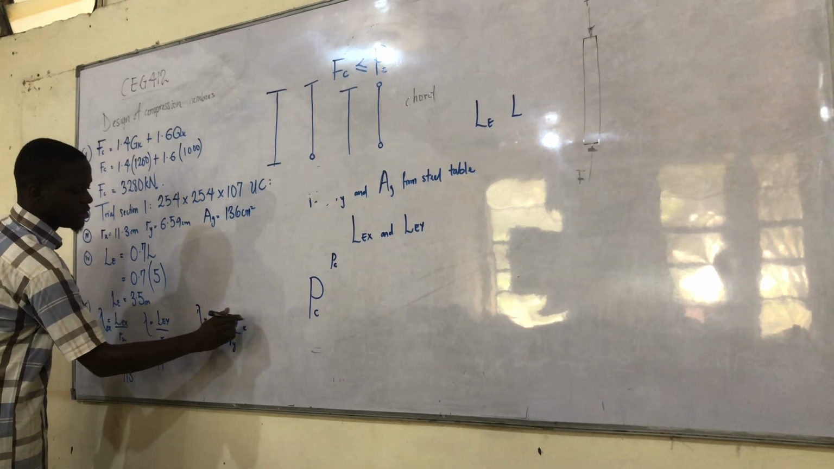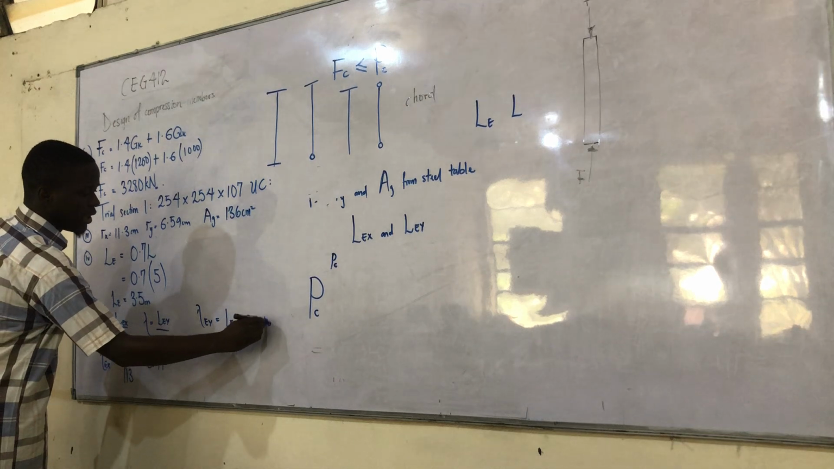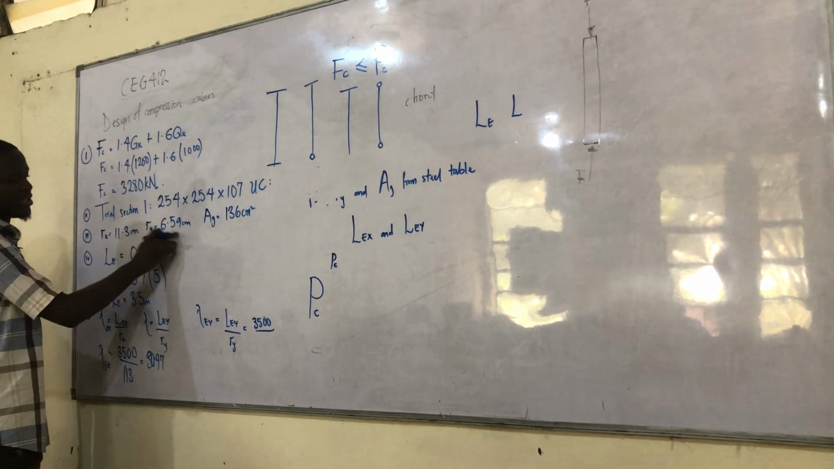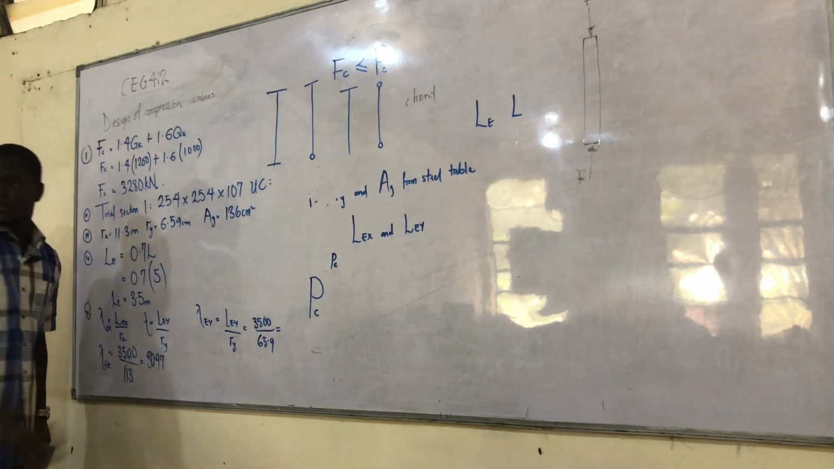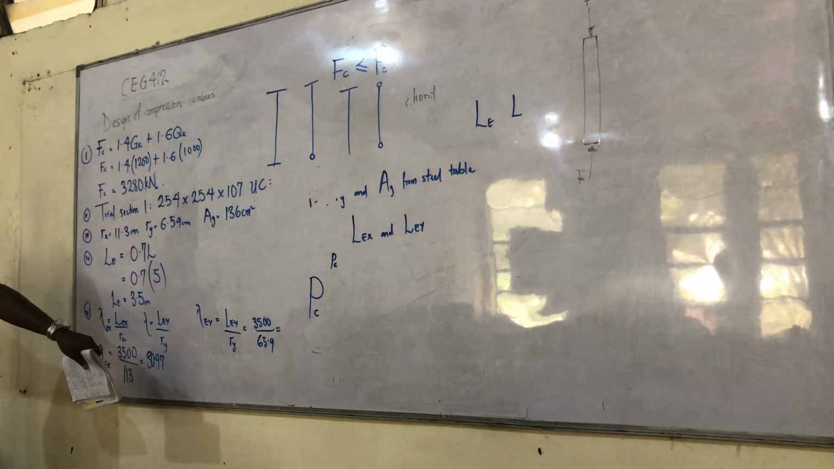So this is still what? 3.5. What's our RY? 65.9. What would this give us? 53 point what?